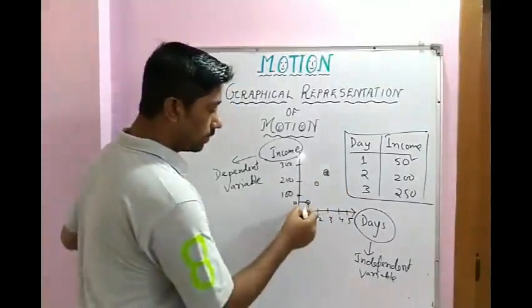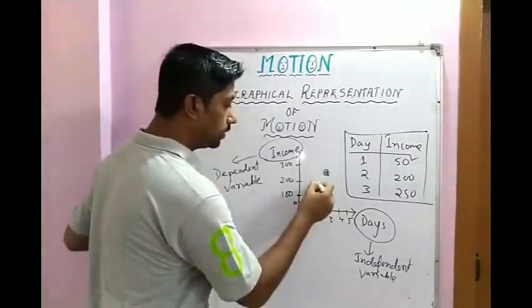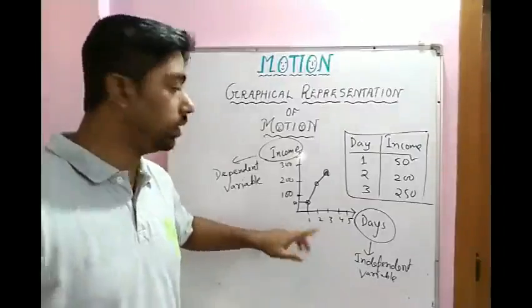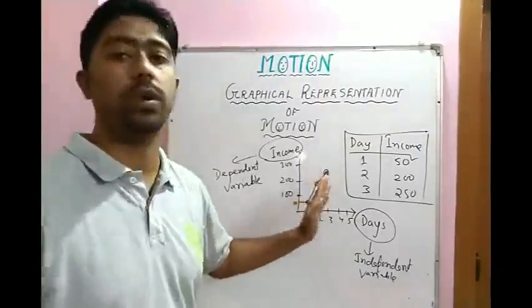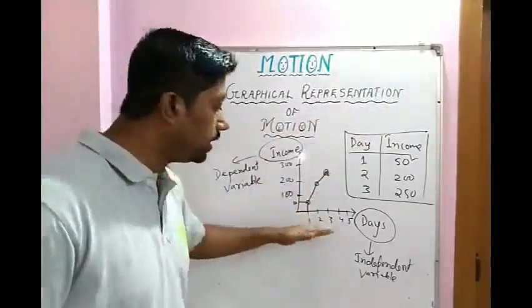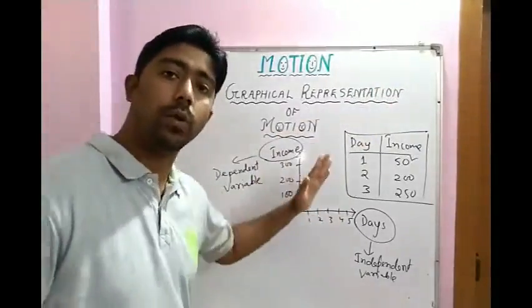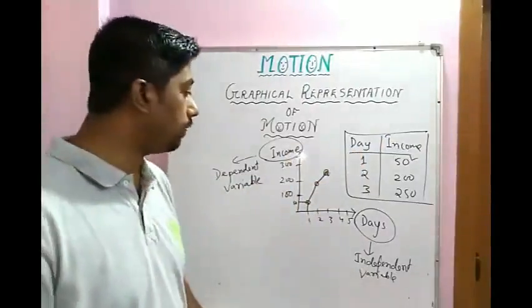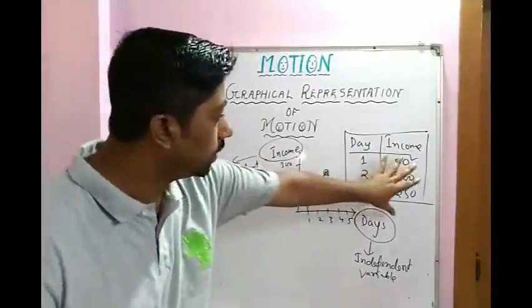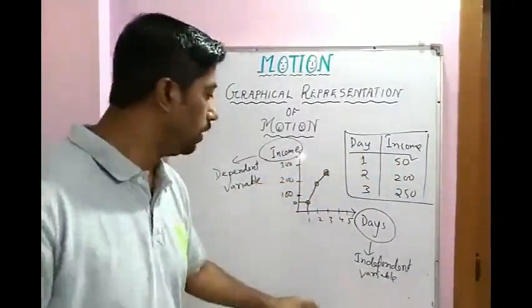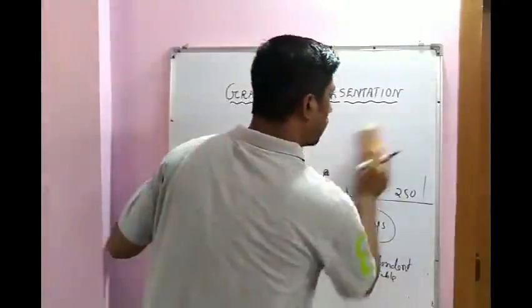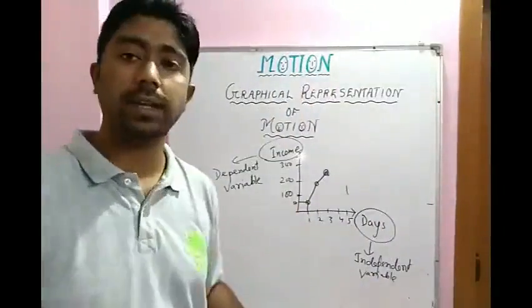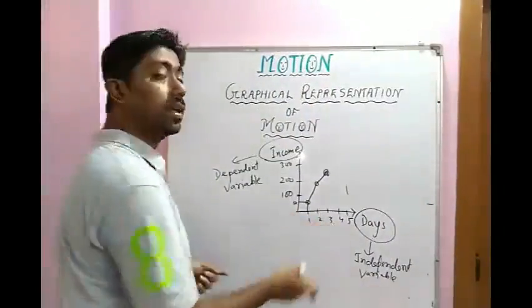Now if you try to join these points with a curve like this, you can see that with an increase in the number of days, the graph is going up. So this is a pictorial or visual way of putting this quantitative data. Even if this quantitative data is not present, but directly this graph is present, you can see it and conclude that his income is increasing.